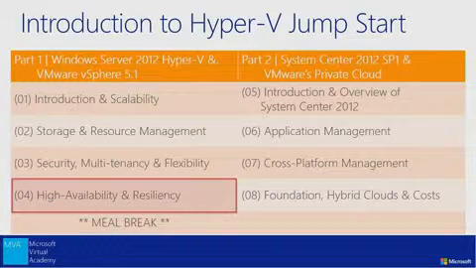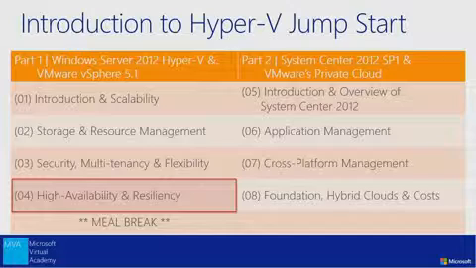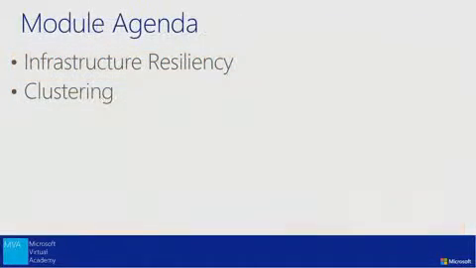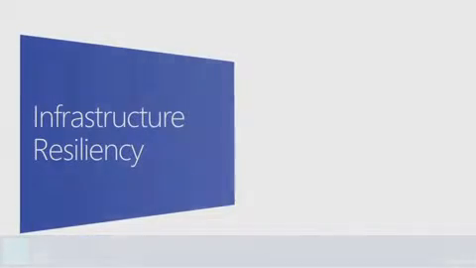Let's do it. To set the context again, this is the fourth module before we have a meal break. We're going to focus on HA, resiliency, protection, and so on before we look in the afternoon at System Center. We're going to cover clustering, and Simon's going to dust off his demo tools and give us a run through clustering as well, which I am thoroughly looking forward to. So let's crack on with the resiliency side of things.